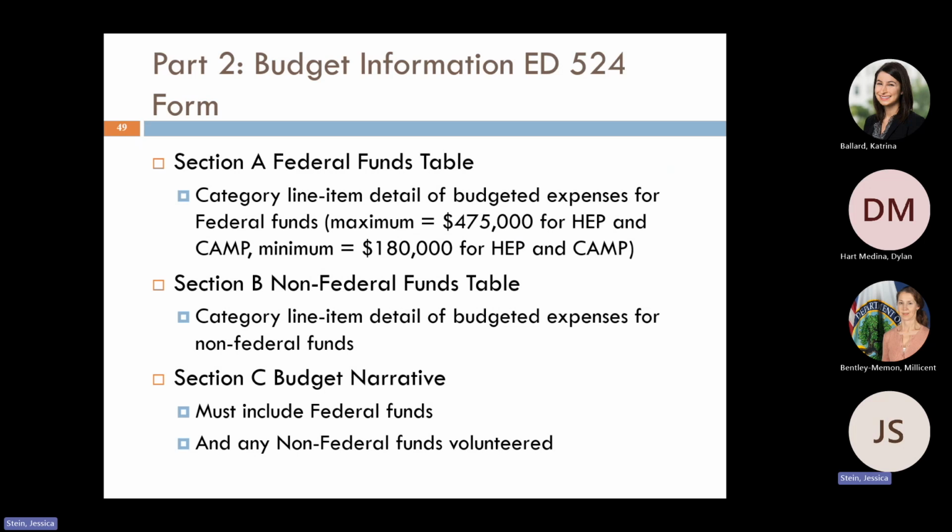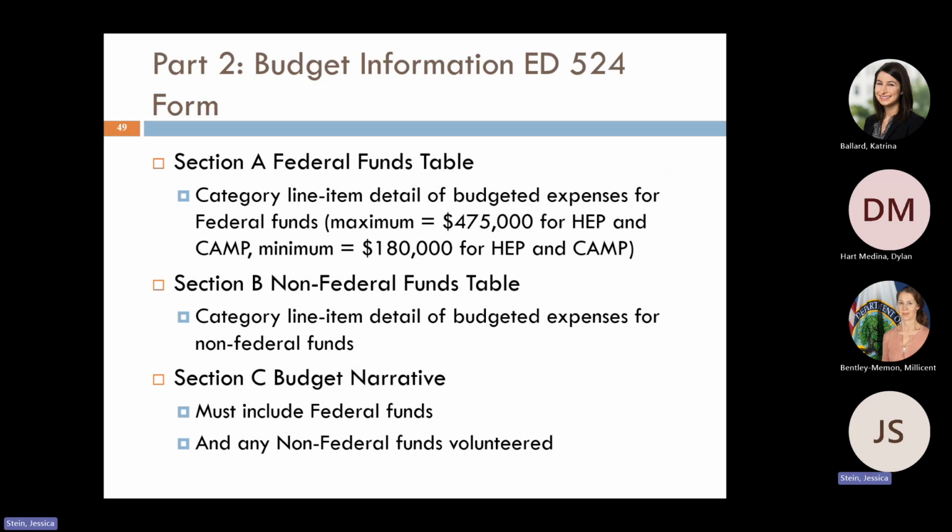It's important to note that applications may request at the most $475,000 for a HEP award and $475,000 for a CAMP award. Additionally, the minimum amount to apply for either a HEP or CAMP grant is $180,000.